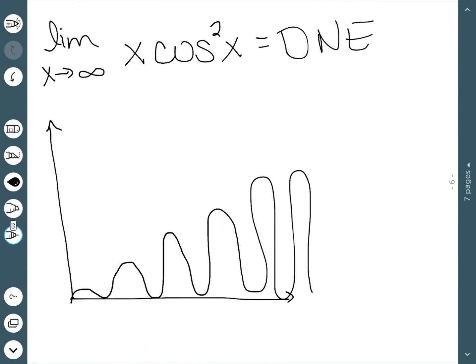And while all of my examples looked as x goes to infinity, this works the same way if you want to look at the limit as x approaches negative infinity as well.